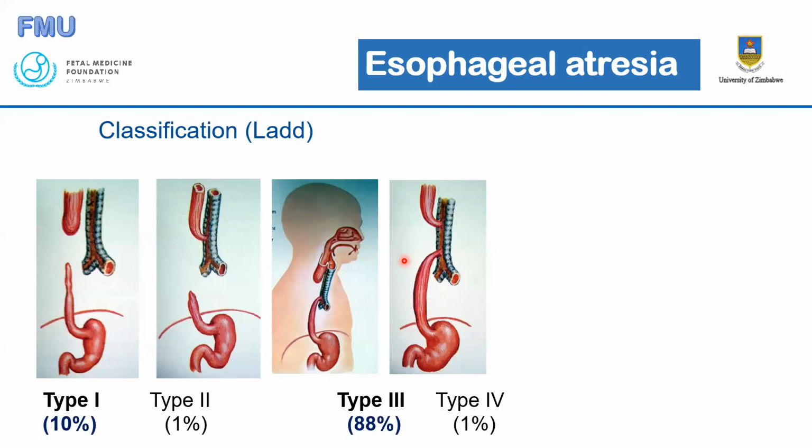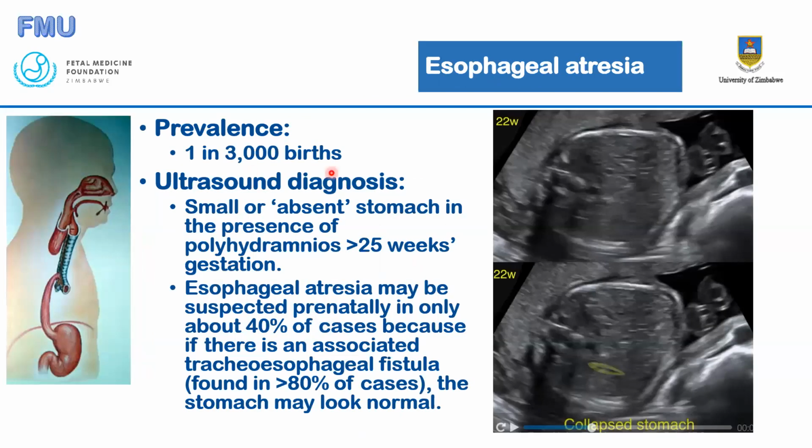So how common is it? As common as 1 in 3,000. And normally we see a small or absent stomach in the presence of polyhydramnios after 25 weeks. So polyhydramnios is a very good marker which we can use. Here you can see there's no stomach, but in this image you can see a tiny stomach highlighted there.